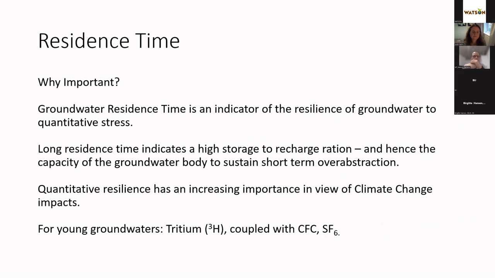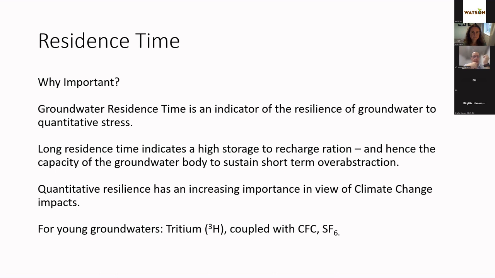So first of all, if we look at residence time, why is it important to know the age of your groundwater? Because residence time is an indicator of the resilience of groundwater systems to quantitative stress. If the residence time is long, over decades, that would indicate a high storage to recharge ratio, and therefore the capacity of the groundwater body to sustain short-term over-abstraction. So even if you stress your groundwater body by taking more water, it would still maintain its structure. And this is important because we're looking at climate change, at an increased prevalence and length of droughts, and therefore this quantitative resilience is important.